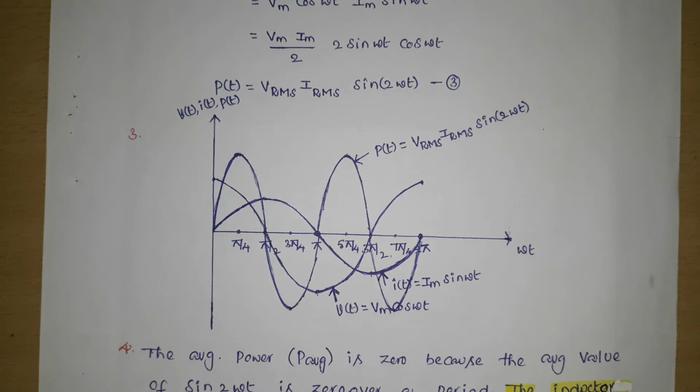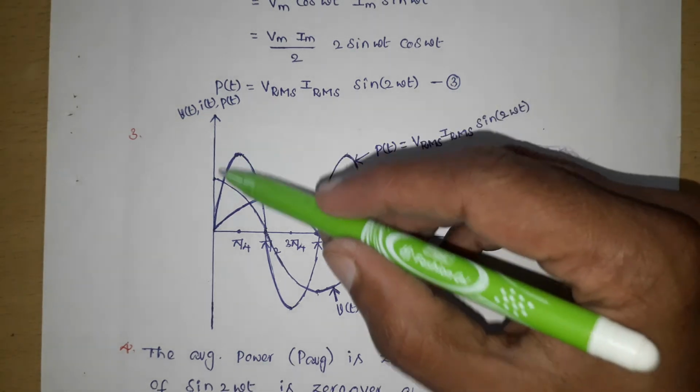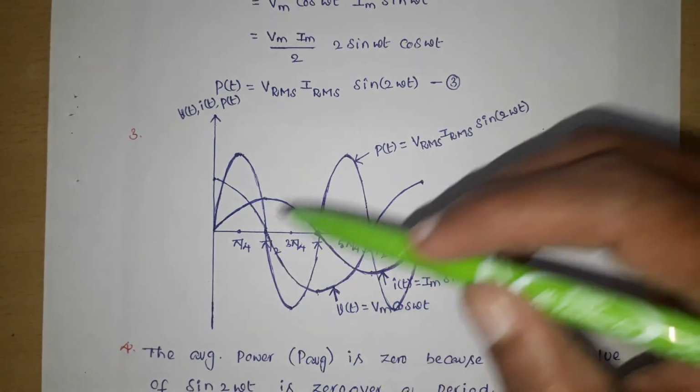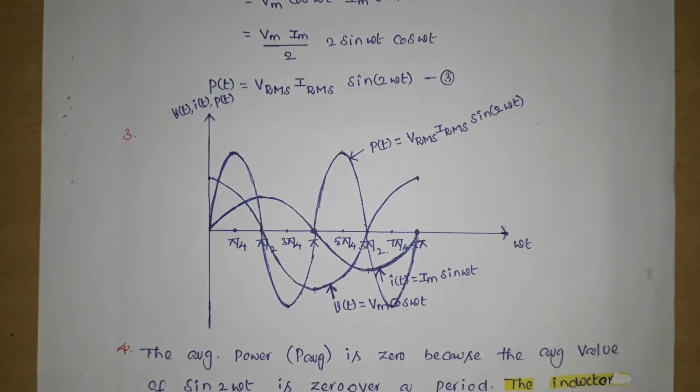So here the average power is 0. If you take any cycle, the positive area of the power equals the negative area of the power. So the average power is 0, which means the net power consumed by the inductor is 0. It is not consuming power. There is instantaneous power, but the net power consumed by the inductor in one cycle is 0.